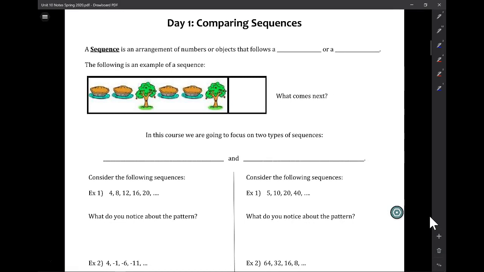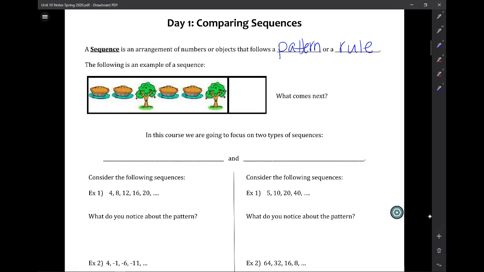So what is a sequence? A sequence is an arrangement of numbers or objects that follow a pattern or a rule. When you were in elementary school and your teacher taught you how to count by twos or count by fives, that was a sequence and it was a pattern, and you followed the same rule over and over again. Or when you started learning your multiples, so multiples of 2, that's also a pattern, and those are the two types of sequences we're going to focus on.